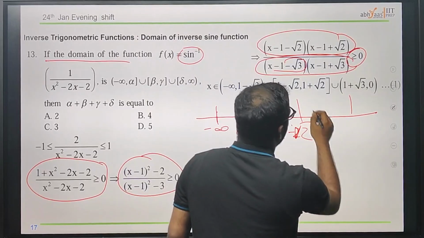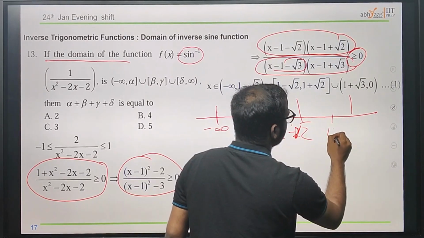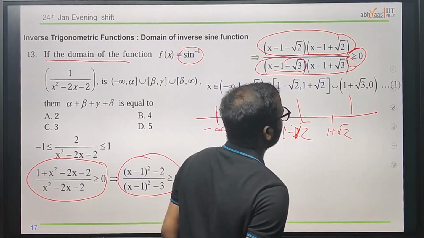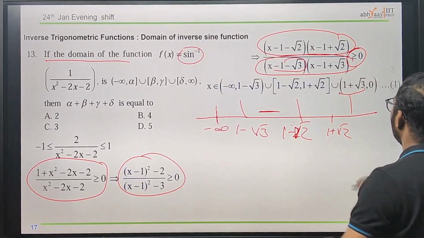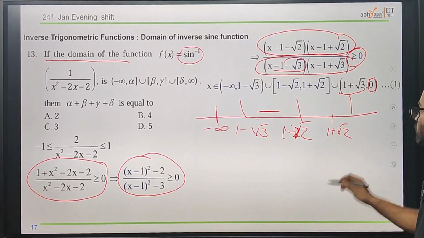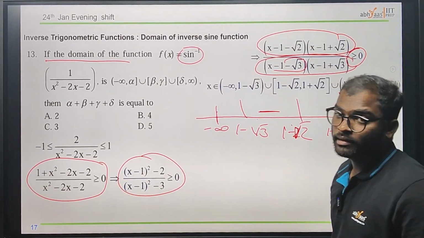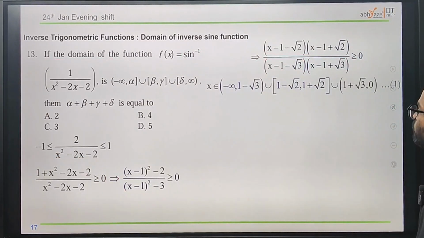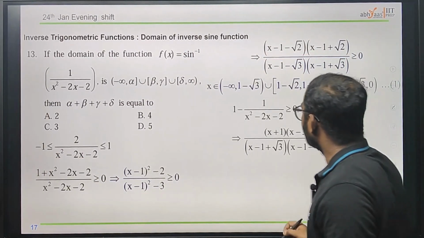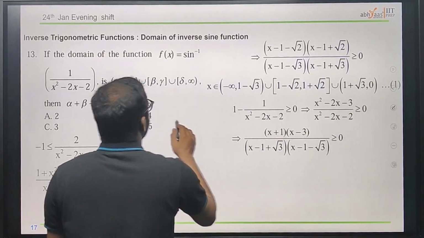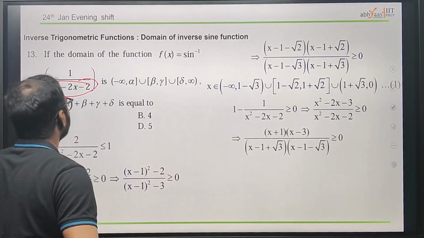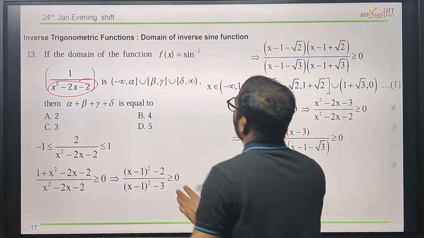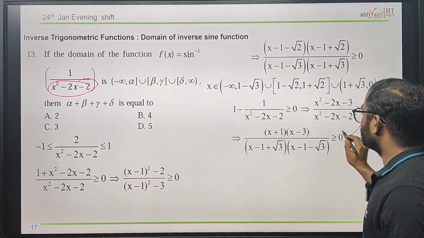Plus, comma, up to 1 plus root 2. And similarly we have the 1 plus root 3 here, and up to 0, and there is no greater than infinity. Less than 0 we have ultimately. Next, checking for the other one, which is 1 by x square minus 2x, just substituting in this form, we will get this one.